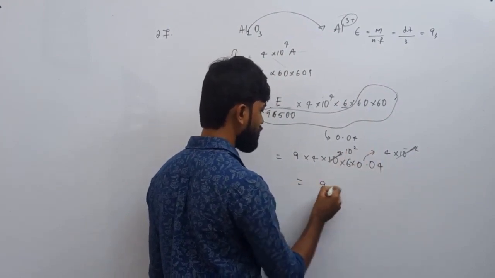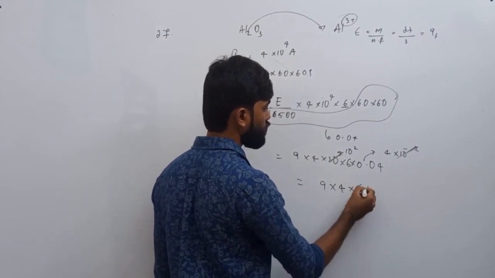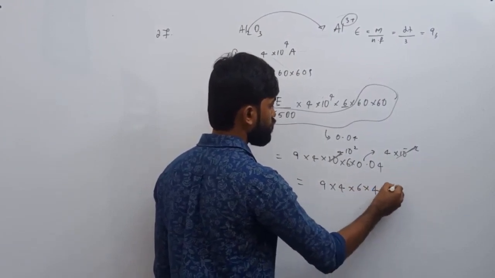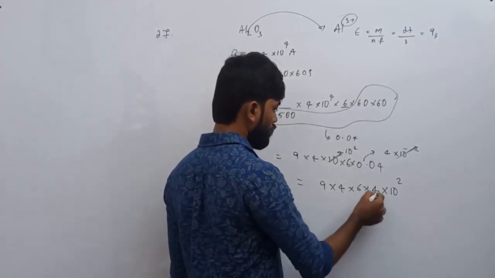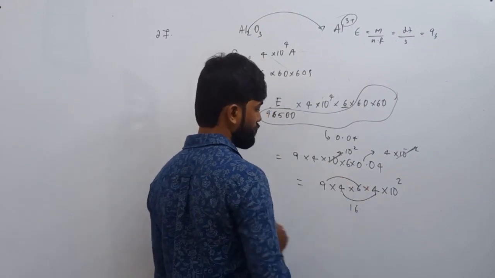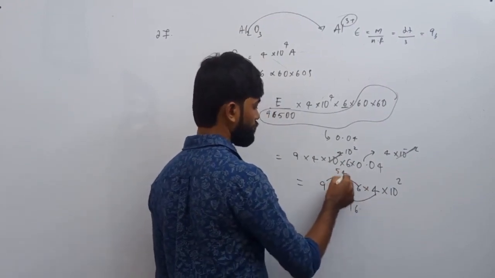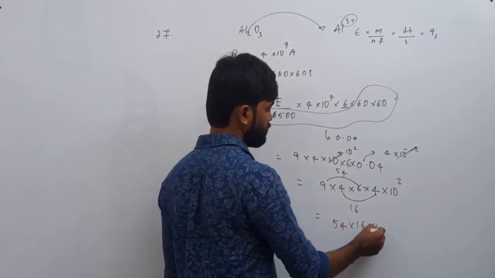So this is 9 into 4 into 6 into 4 into 10 to the power 2 is the remaining one. So 4 into 4, 16. 9 into 6, 54. So 54 into 16 into 10 square.